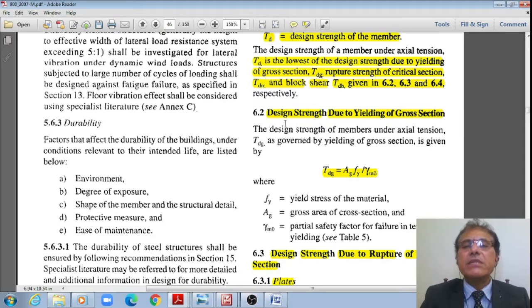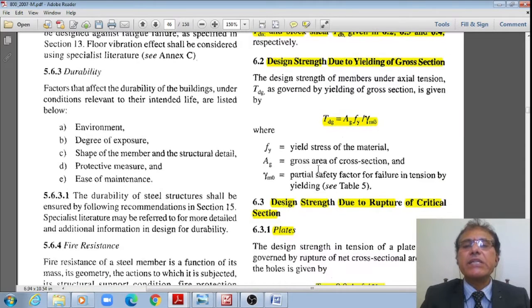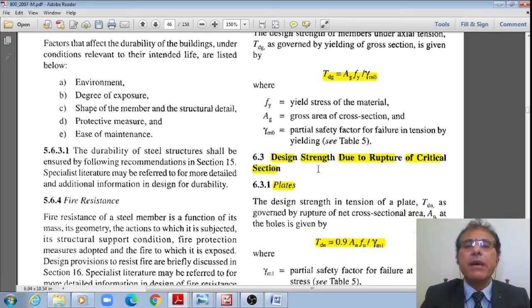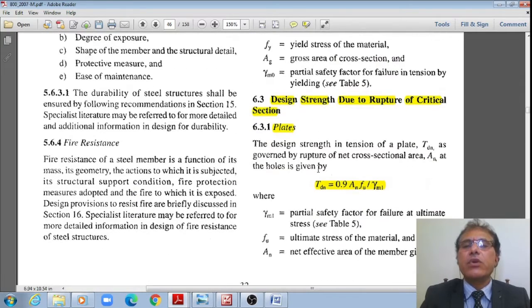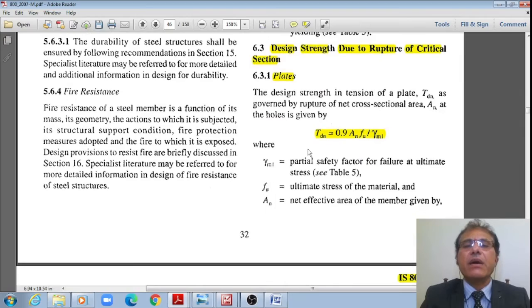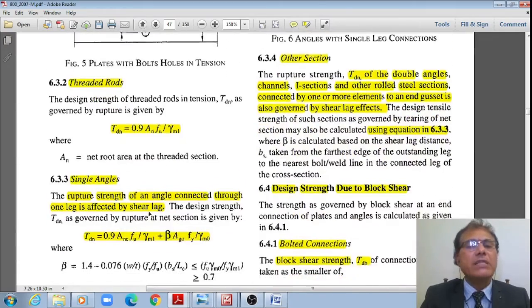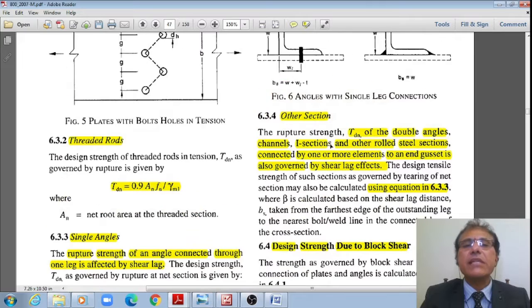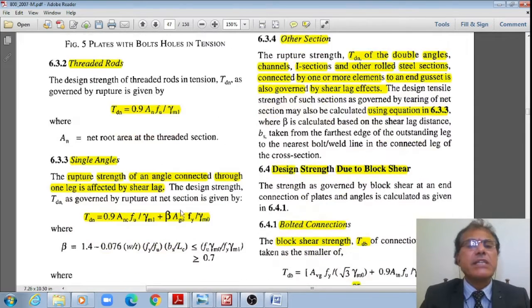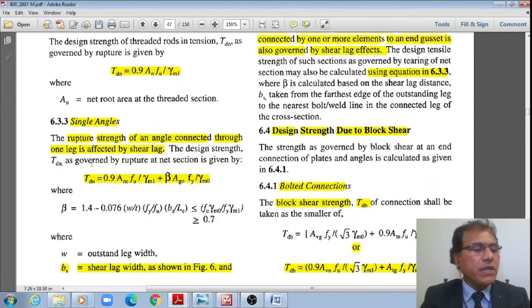Wherein design strength due to yielding of the cross section, Tdg is equal to Ag fy divided by gamma m0, as well as design strength due to rupture of critical section. However, I have to have the angles, right? Therefore, for those angles, not single angles but the other sections, it says that even for double angles, the rupture strength Tdn of the double angles shall be as per 6.3.3, akin to that of the single angles.